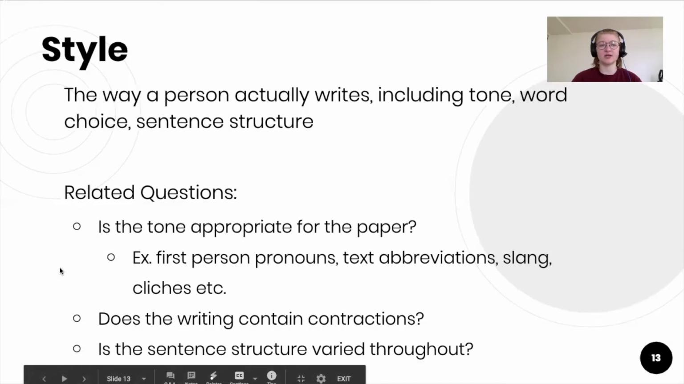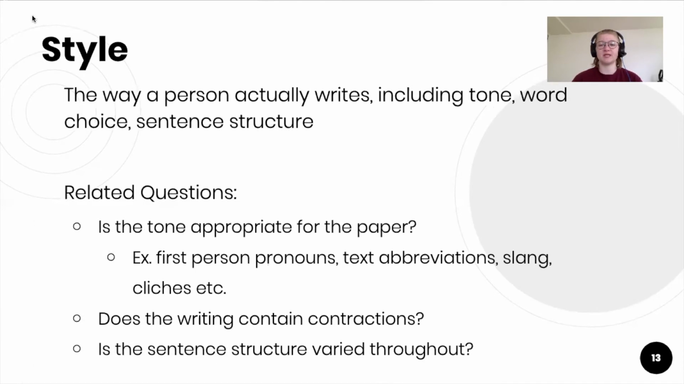The next thing we could look at is style. So style refers to the way a person actually writes and includes things like tone, word choice, and sentence structure. So questions to ask yourself about the essay. Is the tone appropriate for the paper? If you're writing a formal academic paper, the writer wants to avoid first-person pronouns and text abbreviations and slang and cliches and things like that.